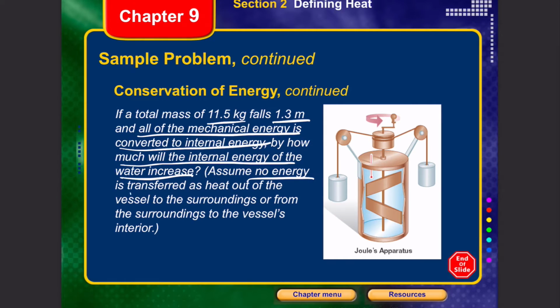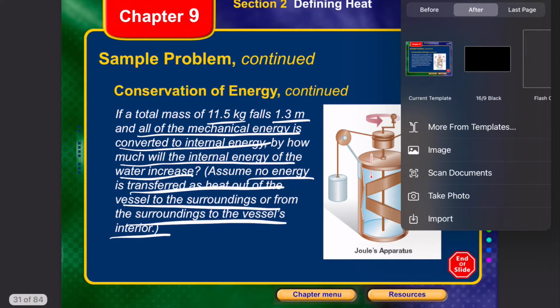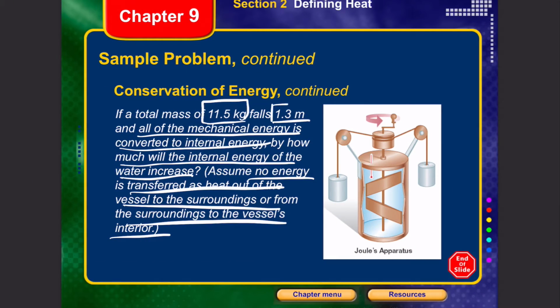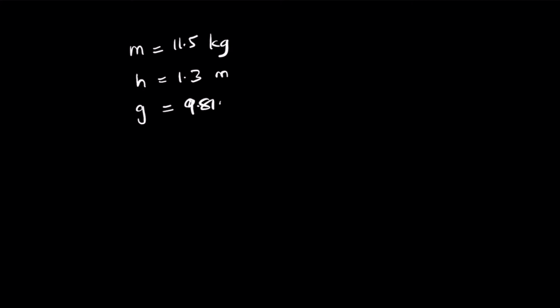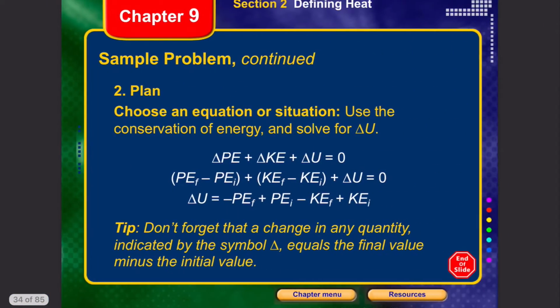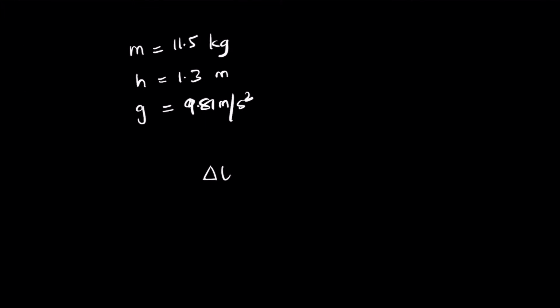Assume that there is no energy transferred as heat from the vessel to the surroundings or from the surroundings to the interior. So let's write down the data. You have a mass of 11.5 kg falling a height of 1.3 meters. So the mass m is 11.5 kilograms, it falls a height of 1.3 meters, and gravitational acceleration is 9.81 meters per second squared. We are trying to calculate the change in the internal energy, delta U.